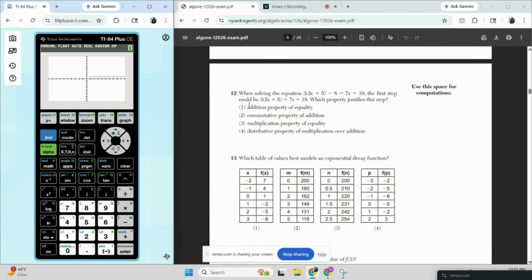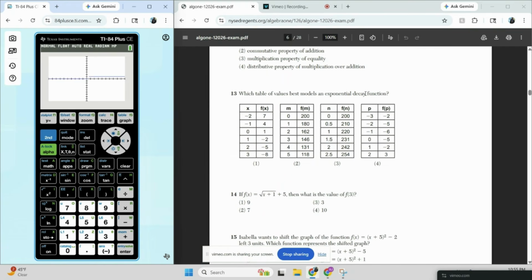Interpretation question, no. Which models exponential decay? You can do this on the calculator. I'm not going to count it because you would have to put each table into a list and look at it to see which looks like decay. So I'm not going to count this one. 13 questions, 6 on the calculator.